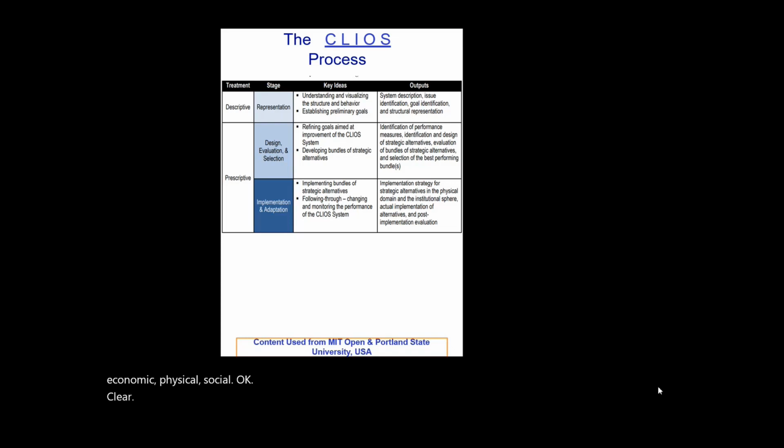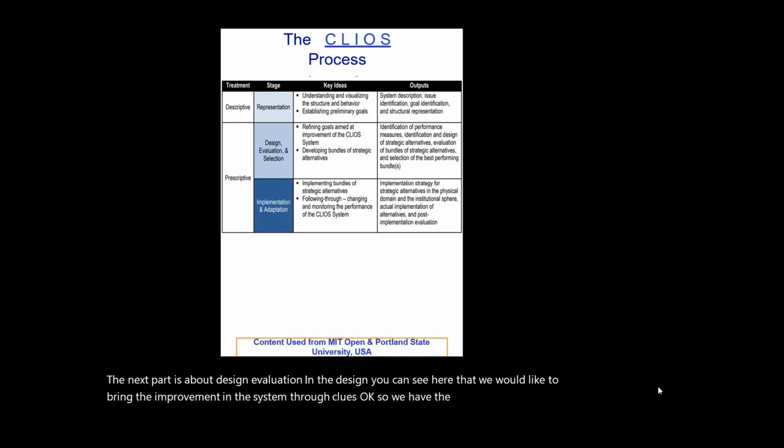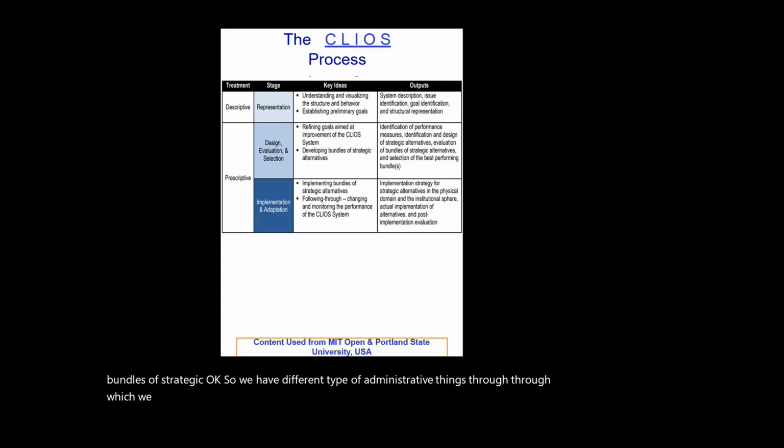The next part is about design evaluation. In the design, you can see that we would like to bring improvement in the system through CLIOS. We have different development bundles of strategies, different types of administrative things, through which we can bring different improvements.